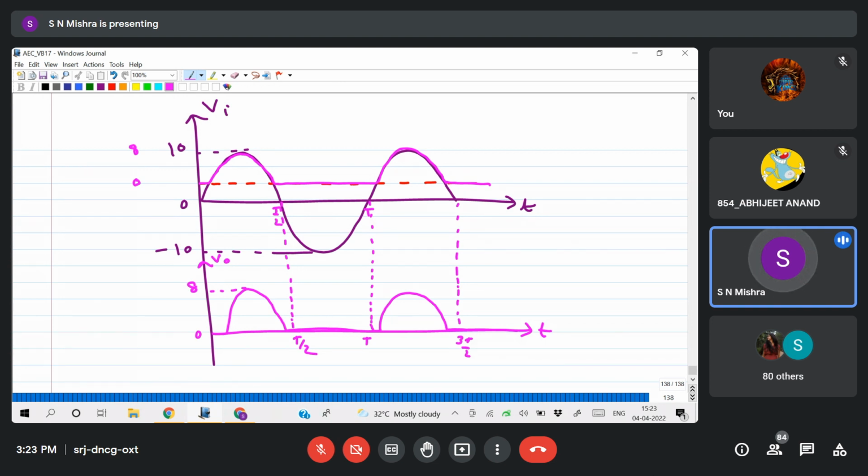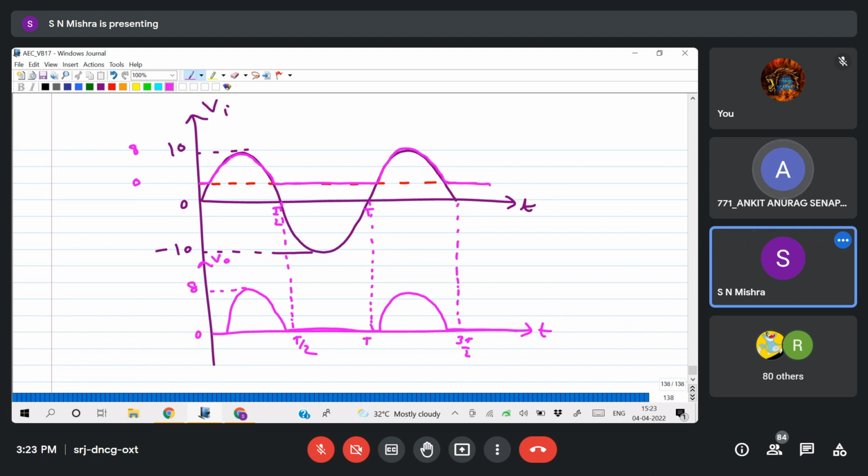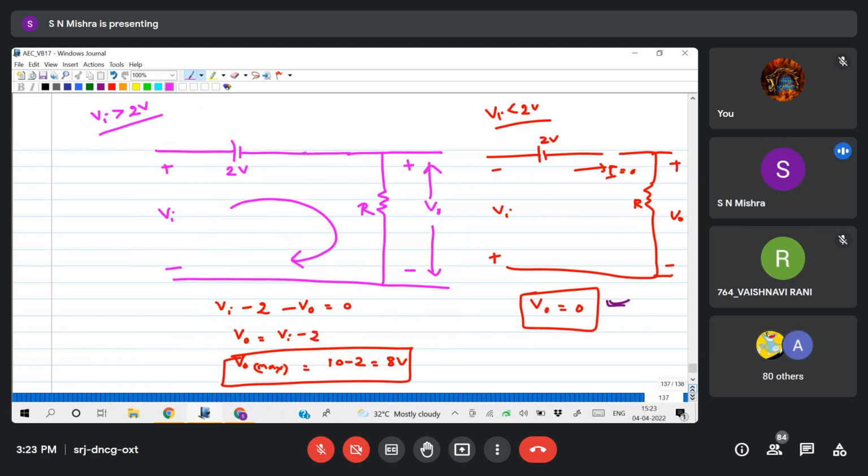You have to visualize. सर 2 से 10 तक गया था ना सर, आप 0 से 8 क्यों किए? यहाँ पे देखो ना, जब तुम्हारा Vi 0 है, ठीक है, आउटपुट कितना होगा? 0 means it is less than 2 or more than 2.